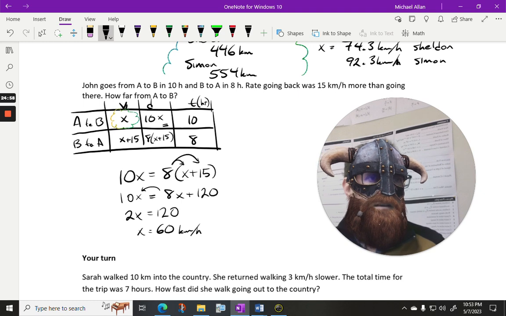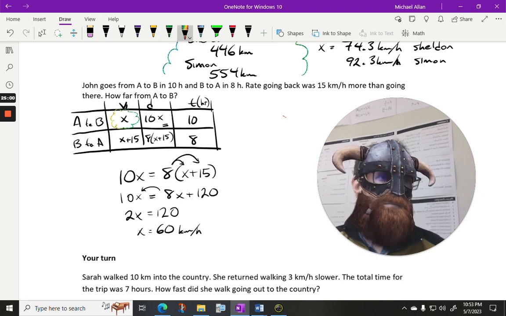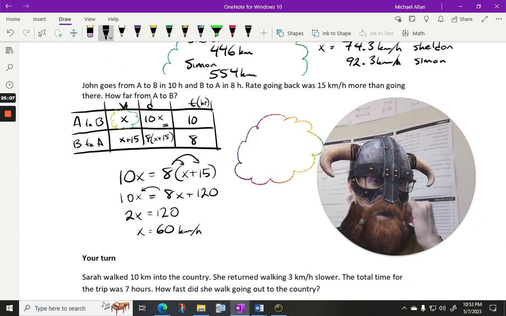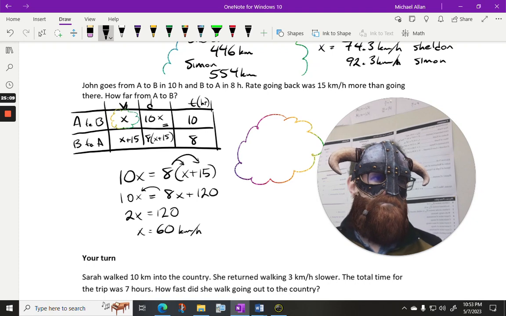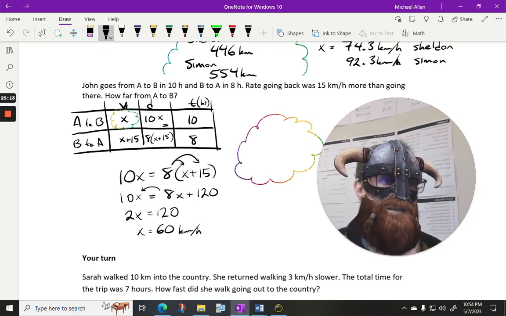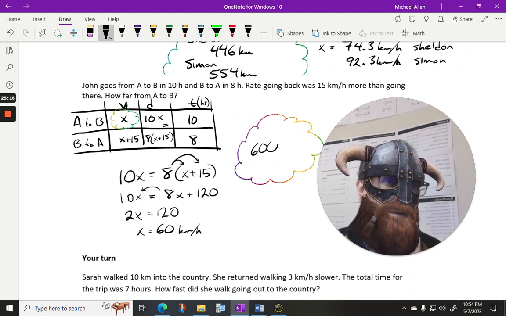Okay, so my answer is going to be over here somewhere. So we got the distance. The distance is going to be 10 times that because it's 10x. So I'm going to do a little comparison to make sure that it actually ends up being the same. So 10 times 60 is going to be 600 kilometers. So that's going to be an answer, but I want to double check.